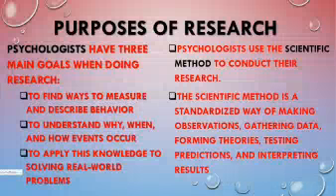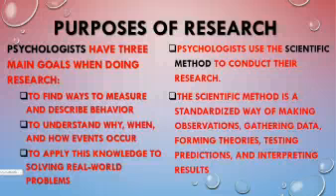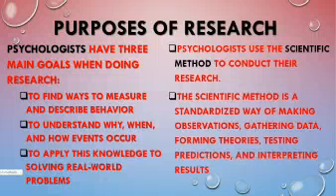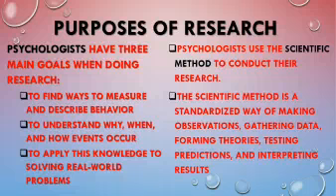So, what are the purposes of research? Psychologists have three main goals when doing research. One, to find ways to measure and describe behavior. Two, to understand why, when, and how events occur. Three, to apply this knowledge to solving real world problems.